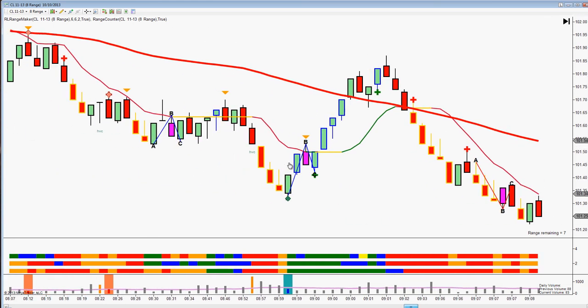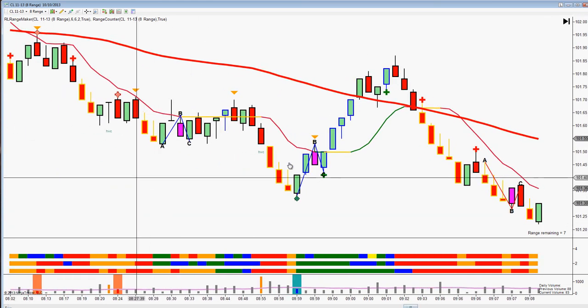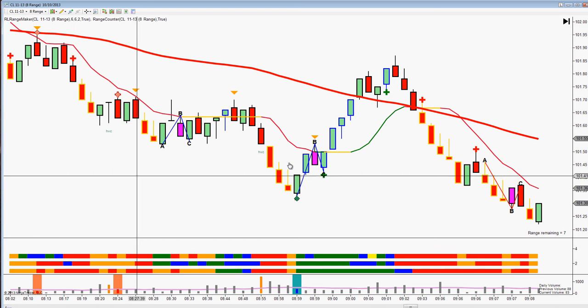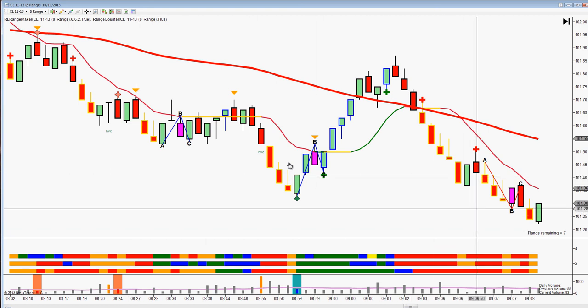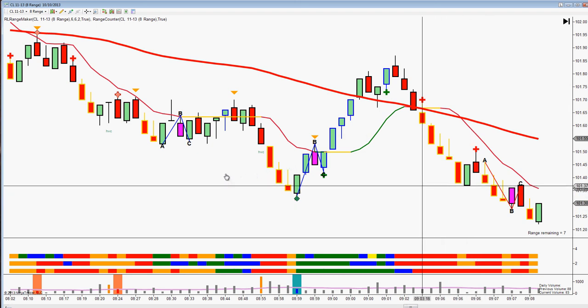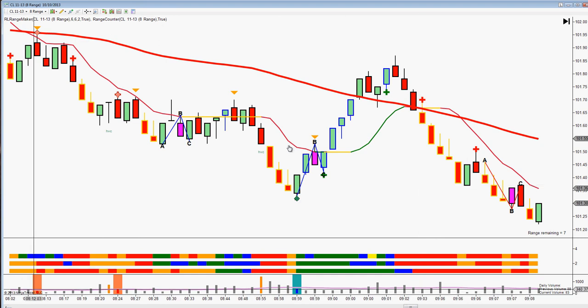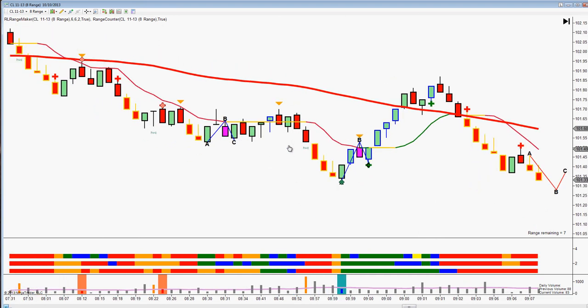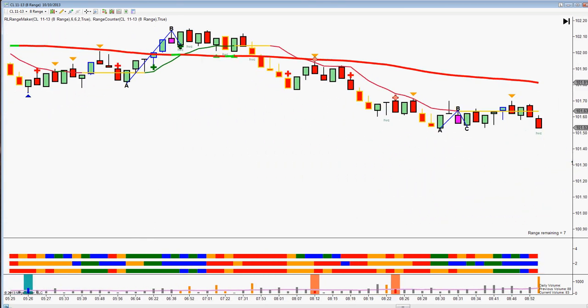So the momentum entries, we're getting all kinds of good signals here. Here's a power entry, successful. Here's a momentum signal that's successful. Here's another momentum signal and a three-line that's successful. This is not one that I had showed you before.